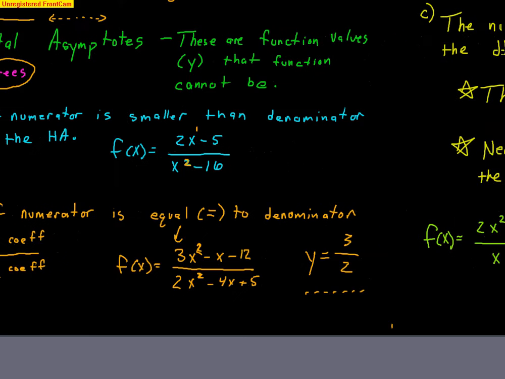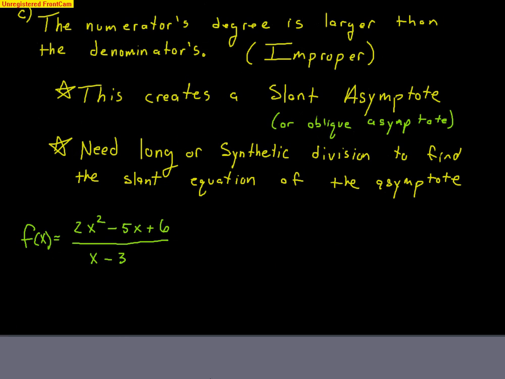The final case is if your numerator's degree is larger than the denominator's degree. This is called an improper rational function. Improper is when your numerator's degree is larger, kind of like an improper fraction, like 5/3, which is improper because the numerator is larger than the denominator. This does not have a horizontal asymptote. I call them HA, so no horizontal asymptotes.